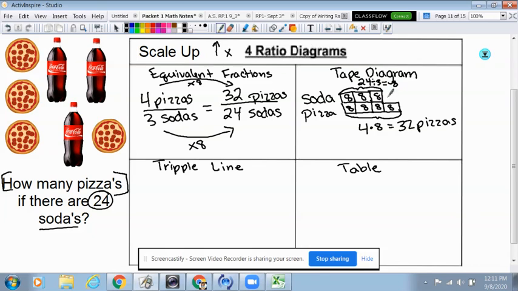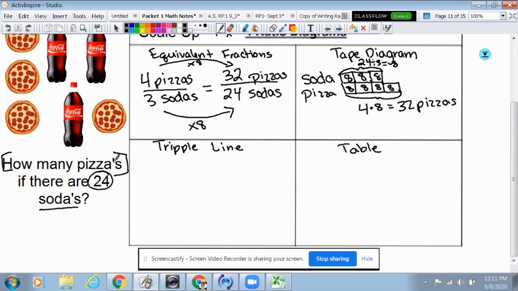Next, we have a triple line. On the triple line, we're going to do the same thing. We're going to go ahead and label. I'm going to put soda. I'm going to put pizza. And I'm going to put total, because you never know when they're going to ask us about total food items or total of something. So I've got soda here, pizza, and total.